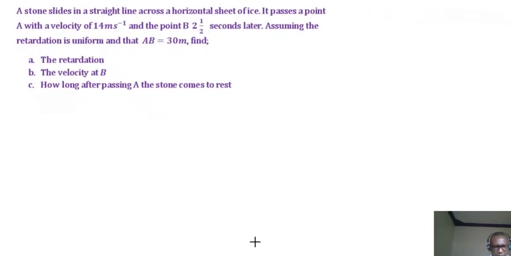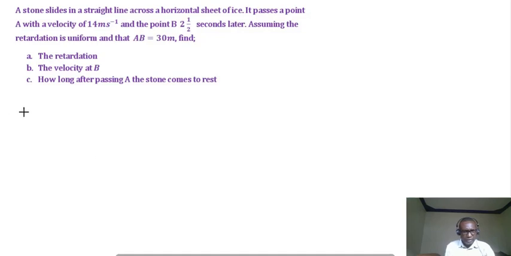So we have to start by having a sketch, a diagram here. We have a stone going to slide from point A, and at point A it has a velocity of 14 meters per second. So at this point, if we are to move in this direction with a constant retardation, I can call it a meters per second squared.